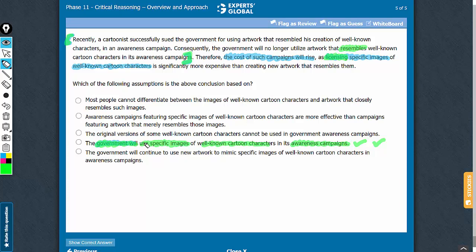If the government stops using such images, this conclusion here that the cost of such campaigns will rise will be weakened. So answer choice D strengthens the conclusion. It is something that must be true for the argument to hold ground. D is a valid assumption. D is the correct answer choice.